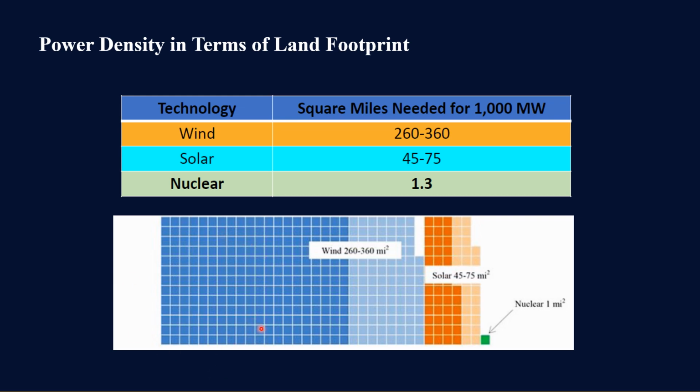This can be seen here in comparison. This is the square miles needed for your wind. Okay, this is for your solar, and then this is for your nuclear. Compared to the wind and the solar, your nuclear only takes a very small area of land to produce 1000 megawatts of electricity. And if you can remember, your wind and your solar are actually small sources of energy, or they can only produce small amounts of energy. That's why you need larger plants or larger areas to produce 1000 megawatts of electricity.